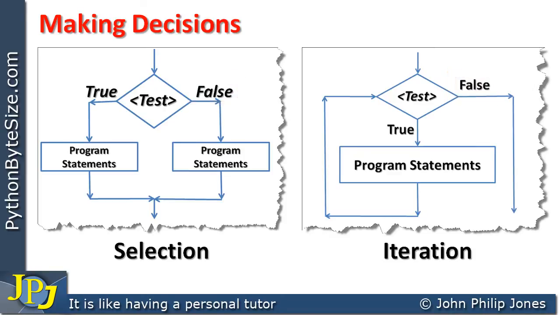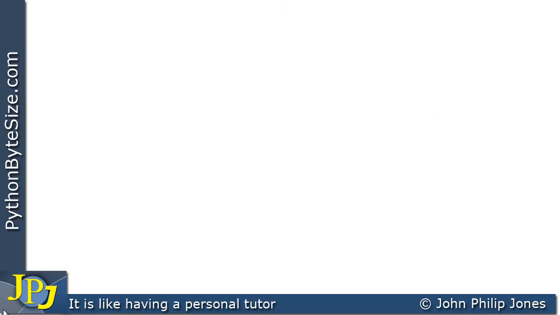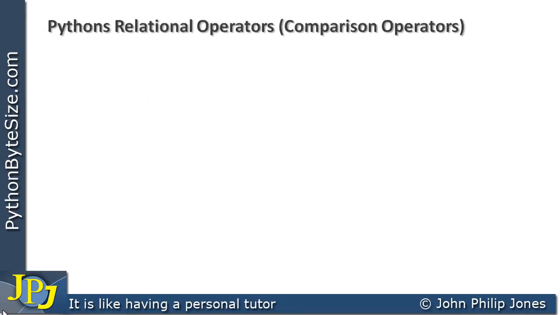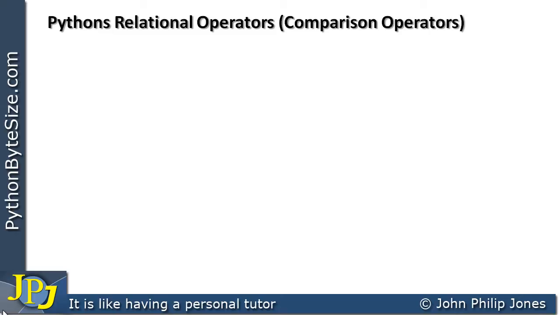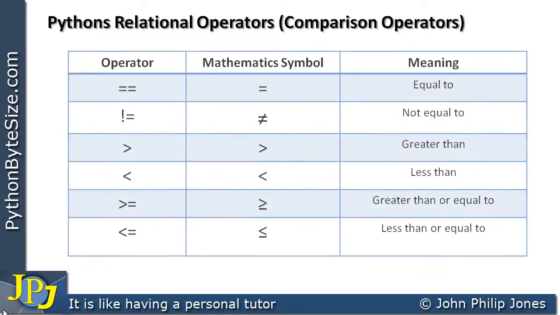Now, the ability of a computer to decide whether something's true or false is fundamental to the building up of algorithms, which are solutions to a specification. And what we're going to look at in this particular video are things called relational operators, which help return true or false, and sometimes they're called comparison operators. Let's therefore have a look at Python's relational operators, as we've already said, sometimes called comparison operators.